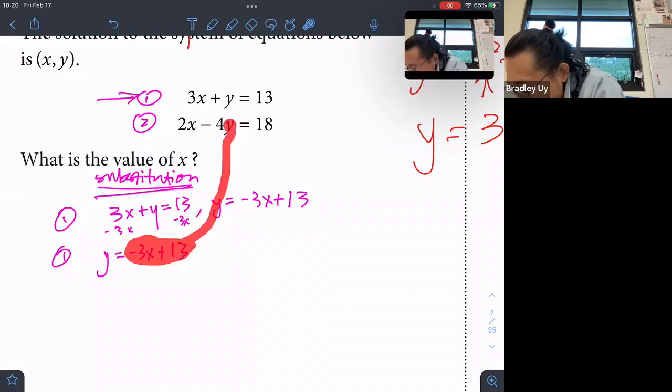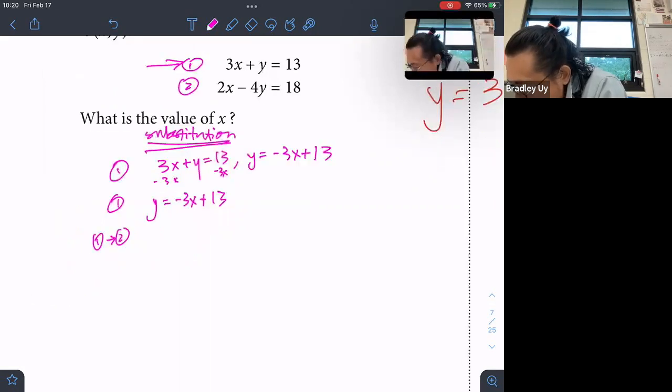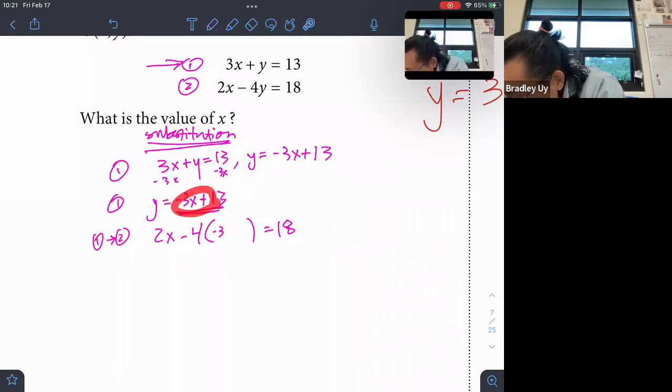Okay? So we're going to write equation 2. How I like to notate this is 1 going into 2. And it will look like this. Please note, the form of this equation is basically equation 2, but I'm going to leave a space where y was. This was where y was. And in the place of y, I'm going to write this, because it's equal to y. So instead of writing y, I'm going to write negative 3x plus 13.